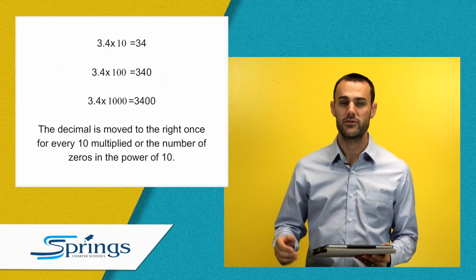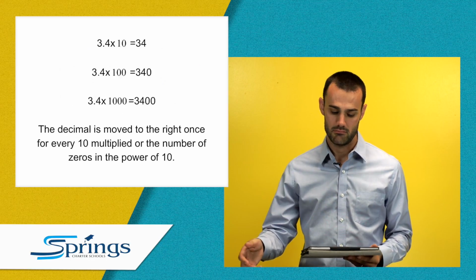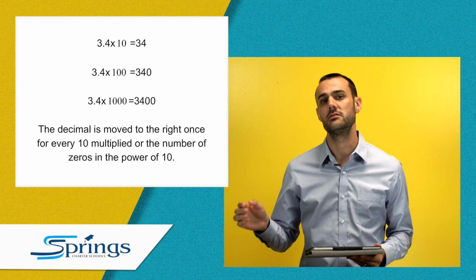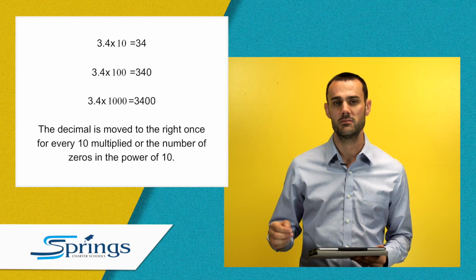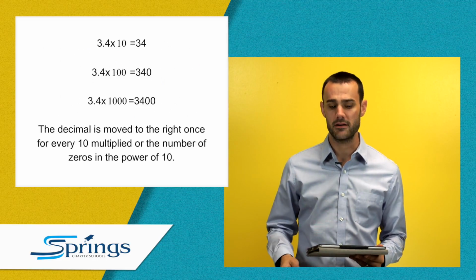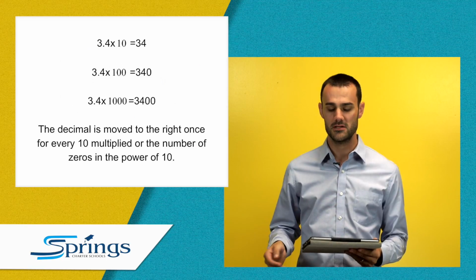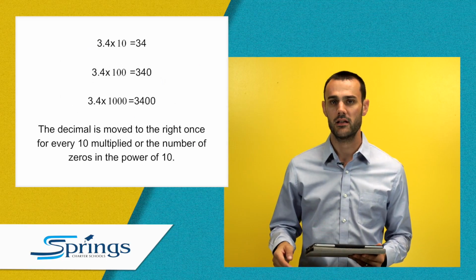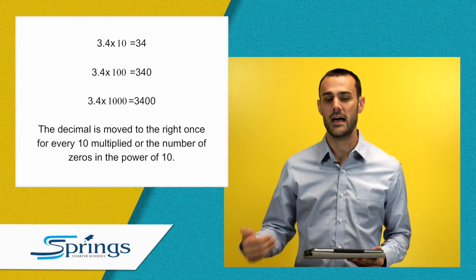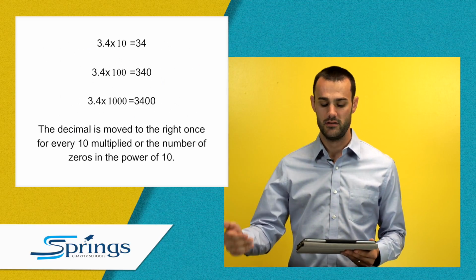Okay, so we have 3.4 times 10, and we need to move the decimal place one number to the right. So we get 3.4 times 10 is equal to 34. Now look for a pattern here. We have 3.4 times 100, and now we're getting 340 as an answer. And then we have 3.4 times 1,000, and we're getting 3,400 as an answer.